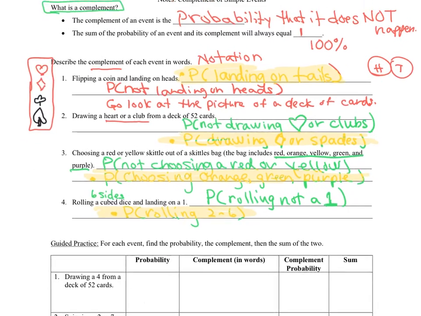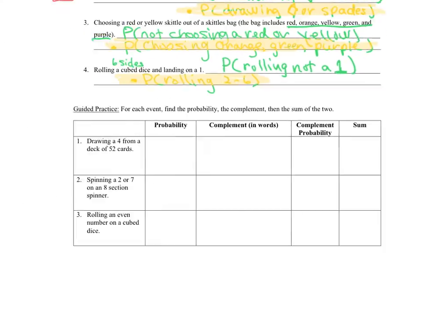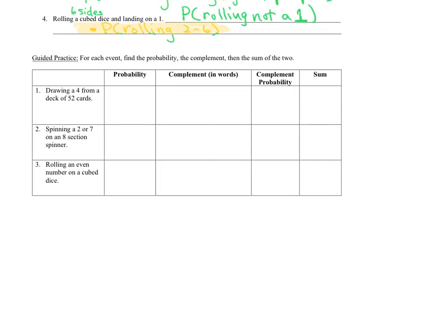let's do our guided practice. So for each event, find the probability. That's the first thing right here. The complement. Let's change our ink color when we do this so we know which one we're doing. The complement and the complement probability. And the sum.